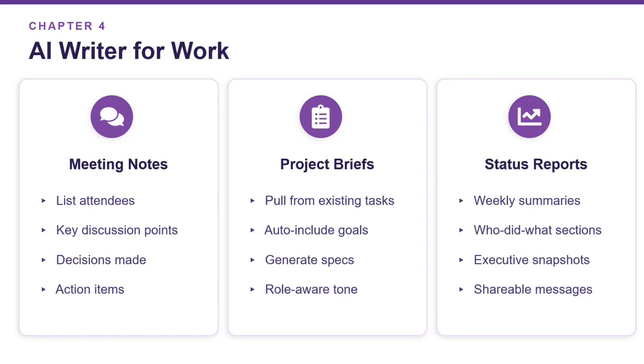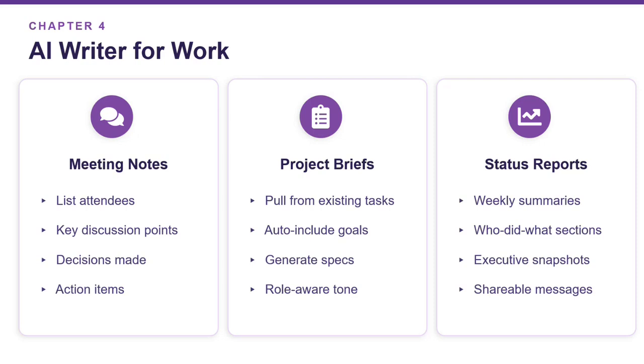Chapter 4 is the AI Writer for Work. This completes 3 pillars. On the left, you see meeting notes. Instead of scribing everything down, you can ask Brain to produce notes that list the attendees, key discussion points, decisions, and action items. There's even an early access note taker that can work during a live meeting.